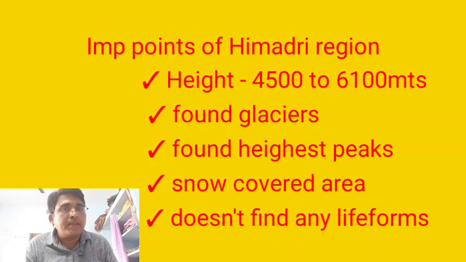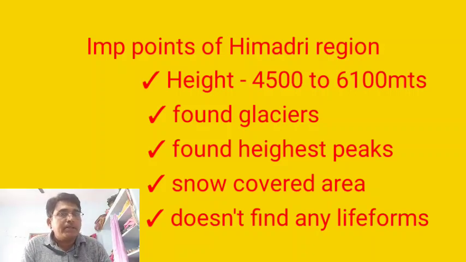Important points of the Himadri region. The height of the Himadri region is 4,500 to 6,100 meters. We find glaciers here. We find the world's highest peaks here. This is a snow covered area. We do not find any life forms.